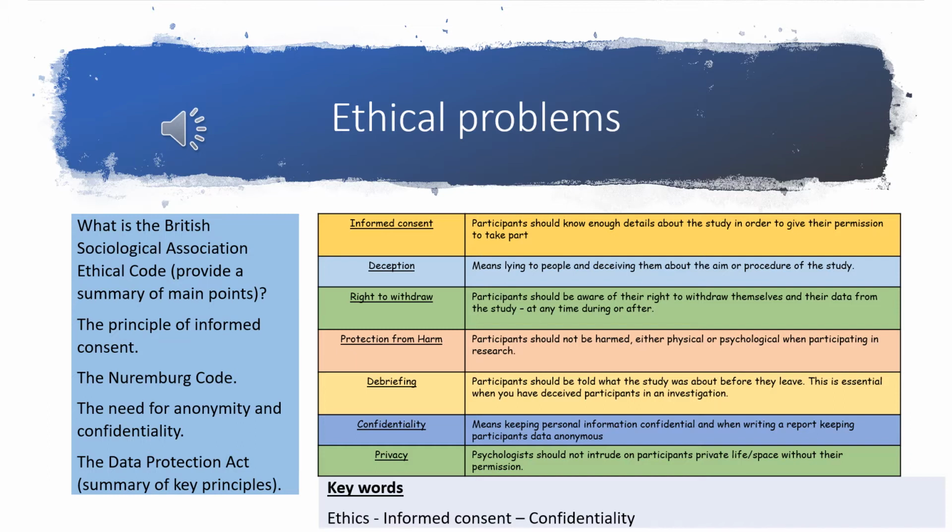Ethical problems. Along with practical factors, ethical problems of research are possibly the most important factors that you want to consider. So the British Sociological Association will have an ethical code. This will show sociologists in Britain how they are meant to conduct their research, how they're meant to present themselves and present what they're doing to other people.